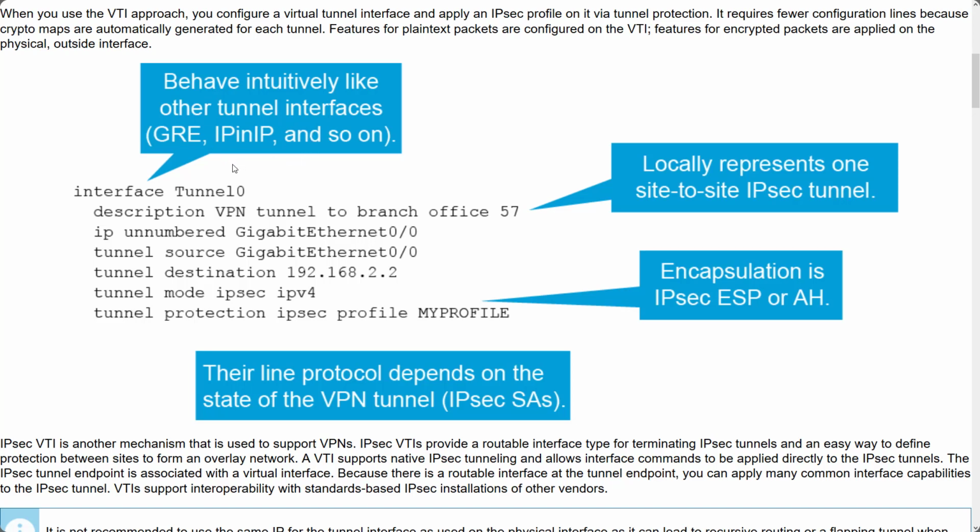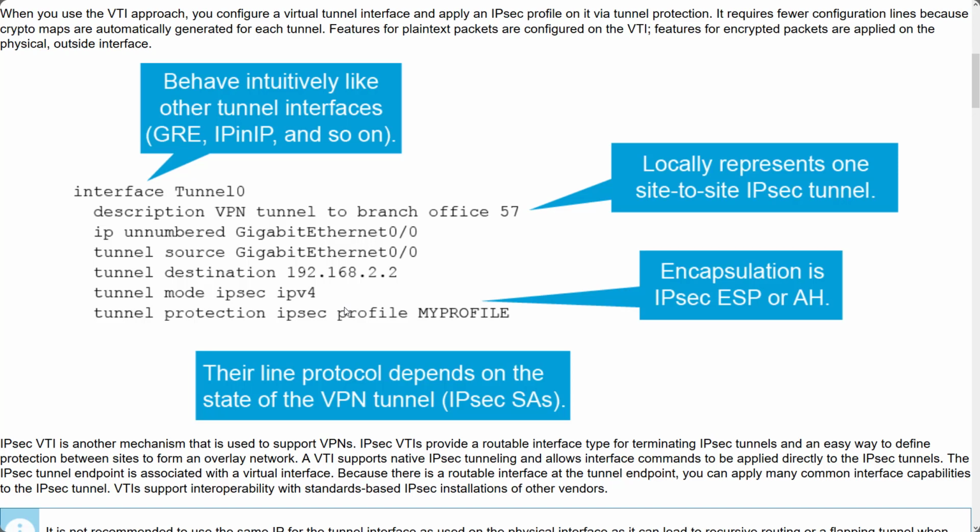This particular tunnel, obviously the description identifies it as a tunnel to the branch office. We're using IPsec or AH, depending on how our IPsec profile is set up. We don't see that in this particular configuration. All right, the tunnel source is gig 0/0. We're taking the address from gig 0/0 to act as the address of the tunnel interface. The tunnel destination is the tunnel destination. So very similar to what we would see with the GRE tunnel. The only difference here now is that we're applying an IPsec profile to this configuration.